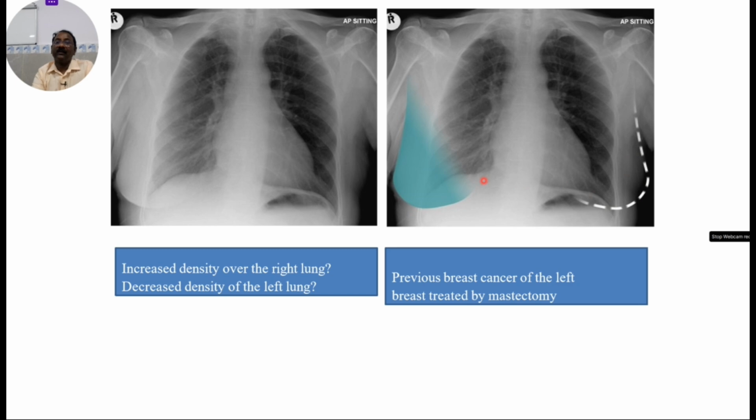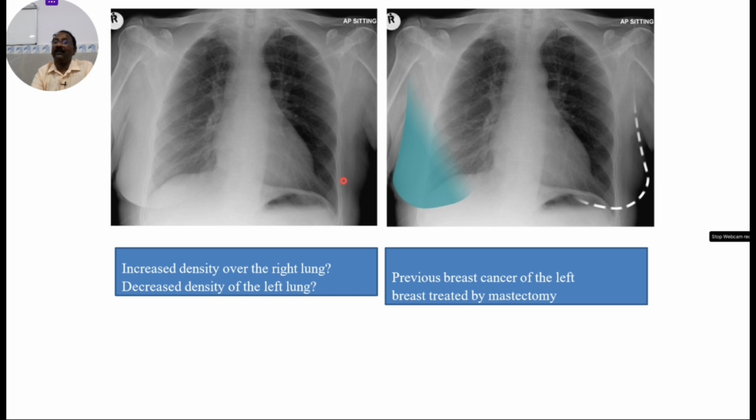See the difference here. Because of loss of the breast tissue, here you are able to see the lung tissue very clearly, whereas on the right side, you are not able to see the lung appreciably. So don't jump to put some diagnosis here, maybe pneumonitis or some consolidation or some abnormality, because it is dark here, not that dark. Here some opacification is there. This opacification is because of the breast tissue. Here no breast, so more lucency here. So increased density over the right lung, decreased density of the left lung.